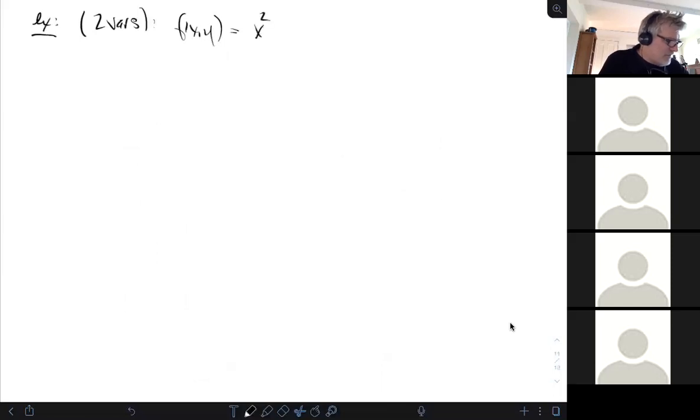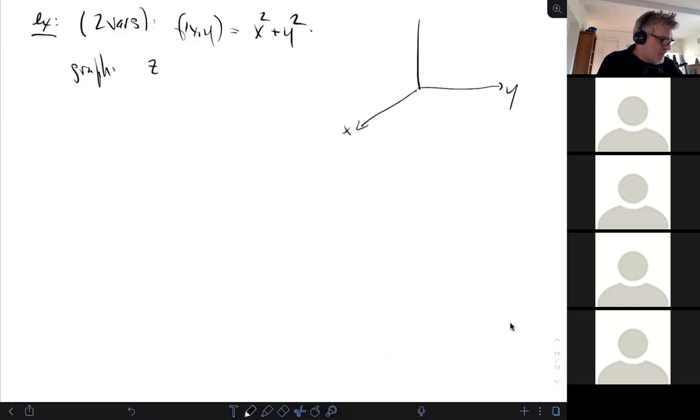Okay, so let's consider f of x y is x squared plus y squared. So what does the graph look like? The graph is the surface z equals x squared plus y squared. So this is this paraboloid, right? Circular paraboloid.